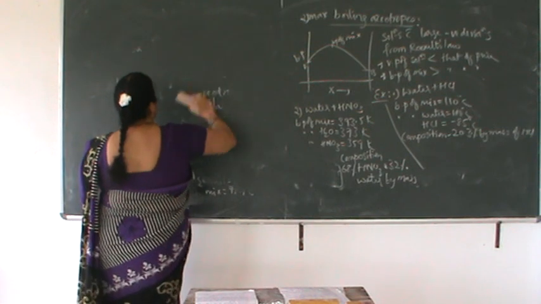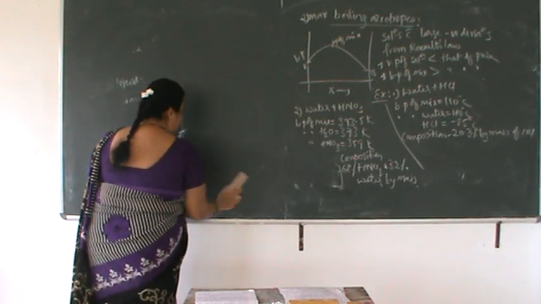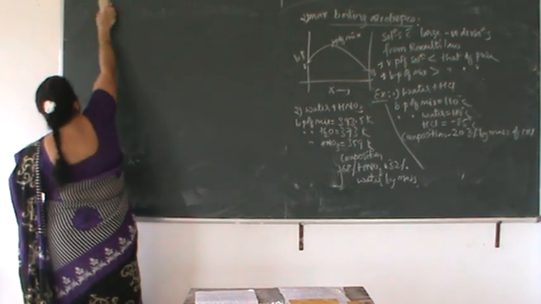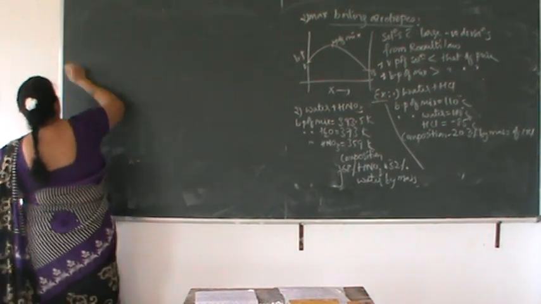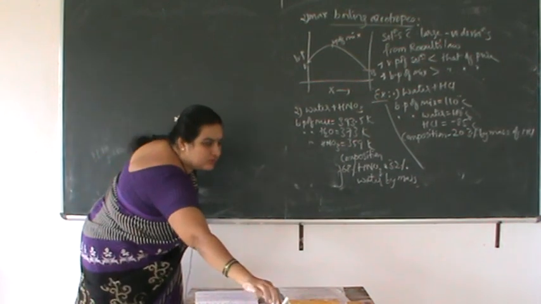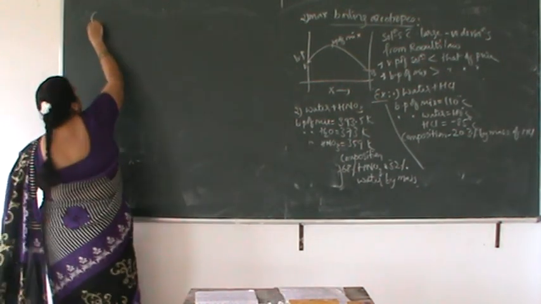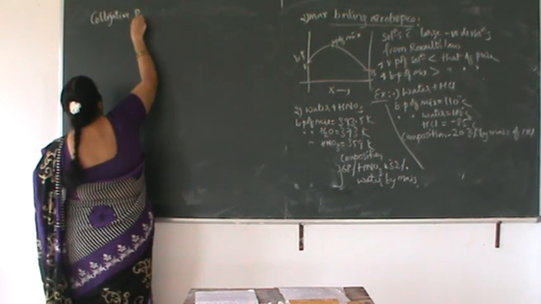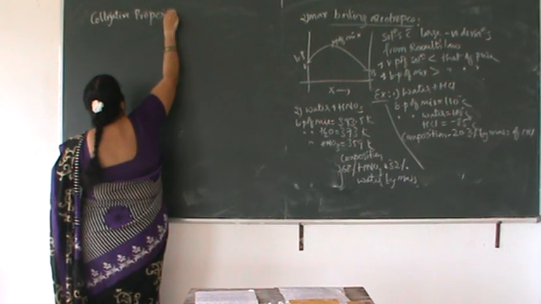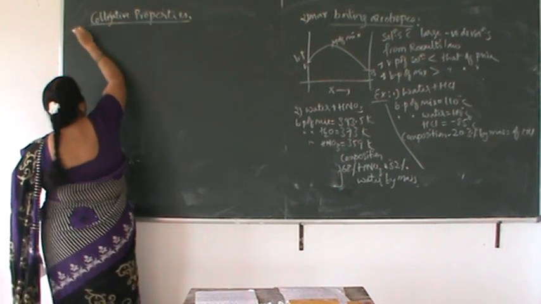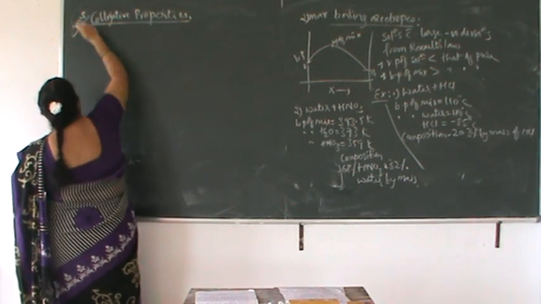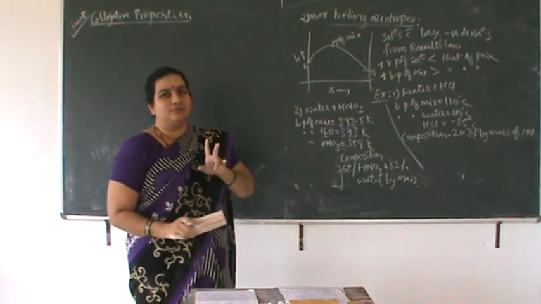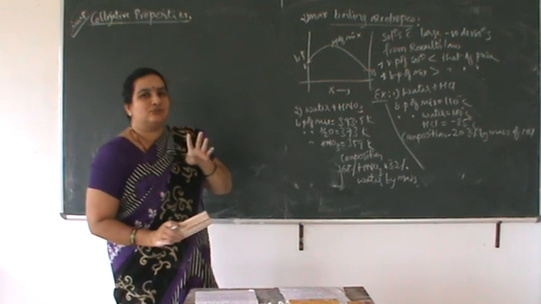Now colligative properties. This is the important part for the problems. This is very important, and from colligative properties you will be asked one problem. There are 4 colligative properties.